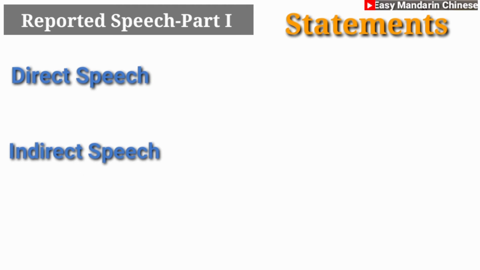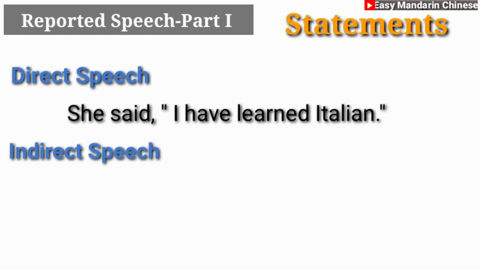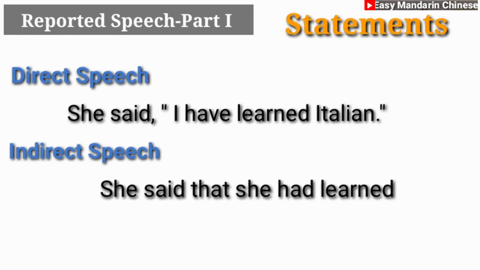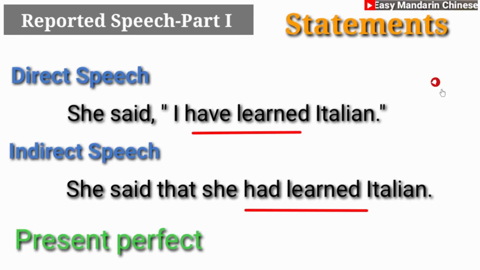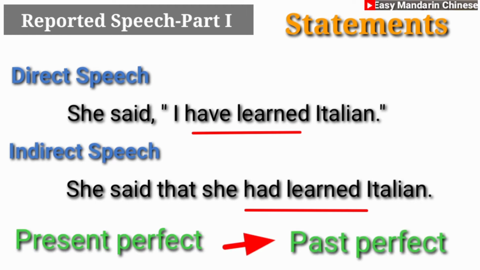3. Direct speech: She said, "I have learned Italian." Indirect speech: She said that she had learned Italian. Have learned, which is the present perfect, became had learned, which is the past perfect. So, present perfect becomes past perfect.